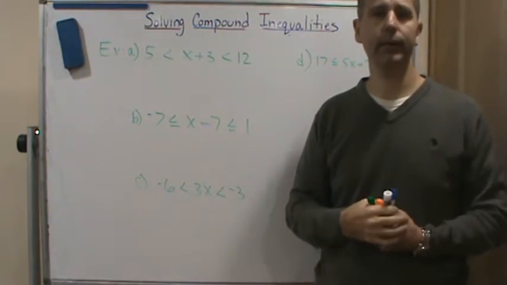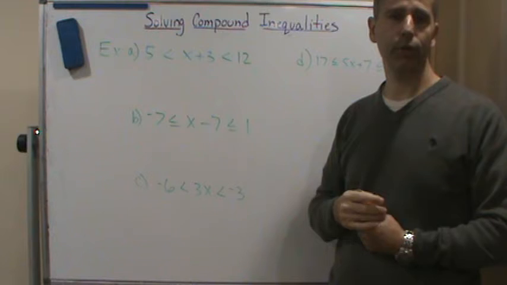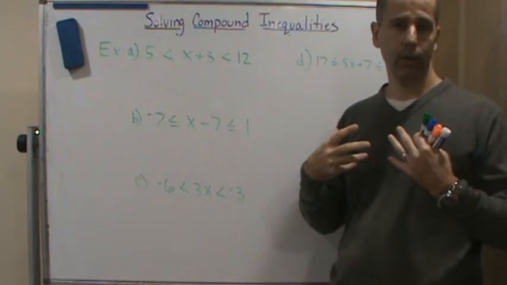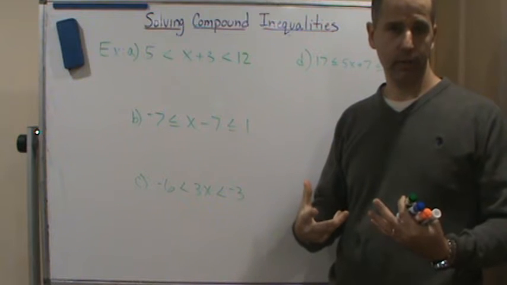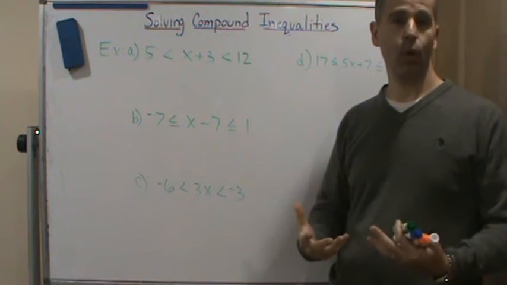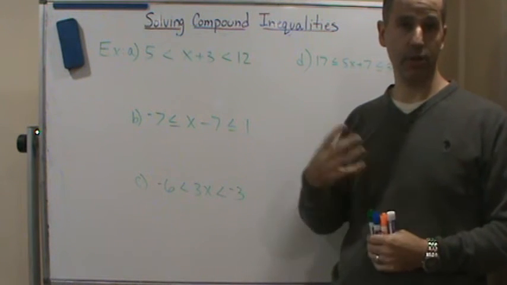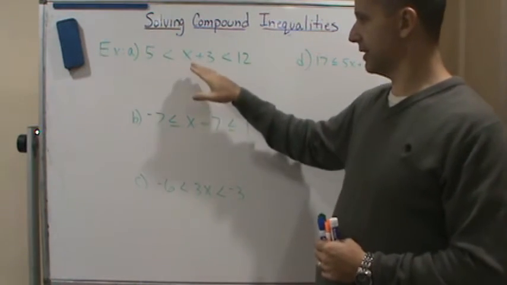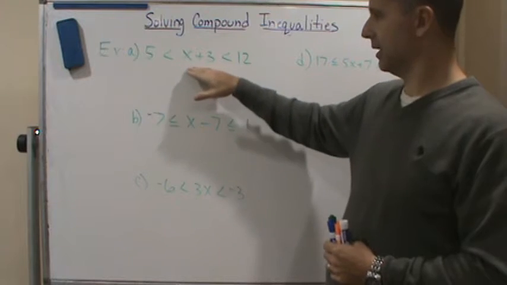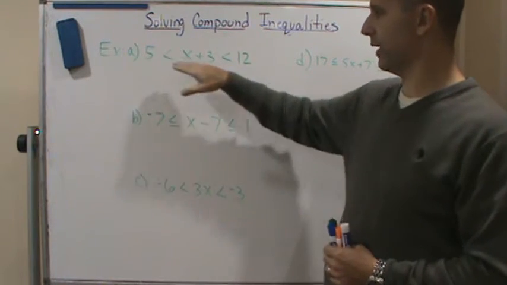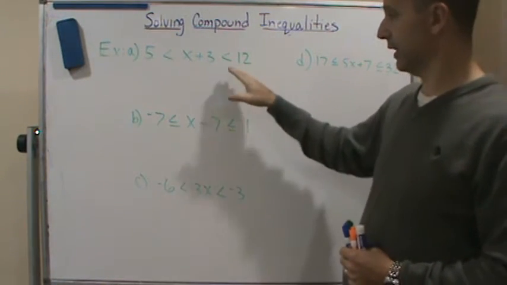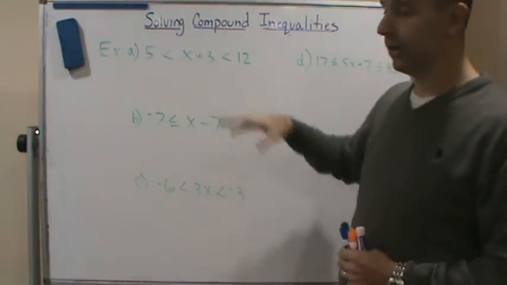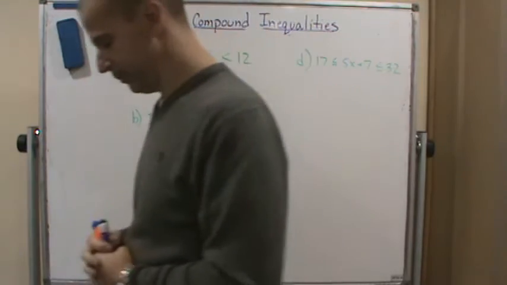Okay, so welcome, and here I'm going to do some examples of solving conjunction type inequalities, compound inequalities that are conjunctions, okay? So these are conjunctions because this is solving for x that is going to be between these two values. So again, it's less than 12 and greater than 5 in this case. So we're going to solve this for x though, okay?